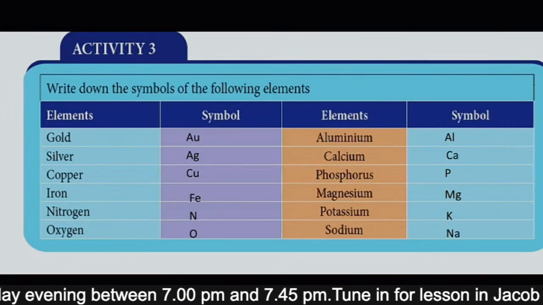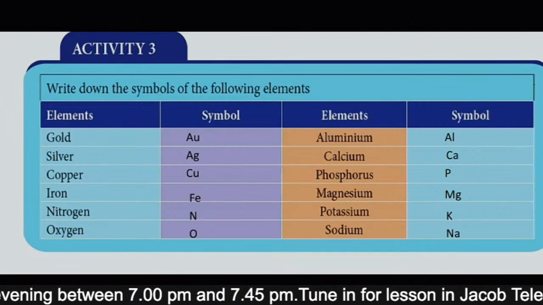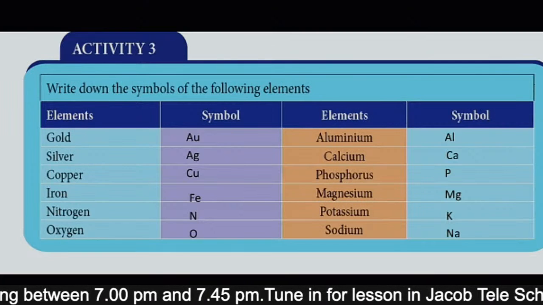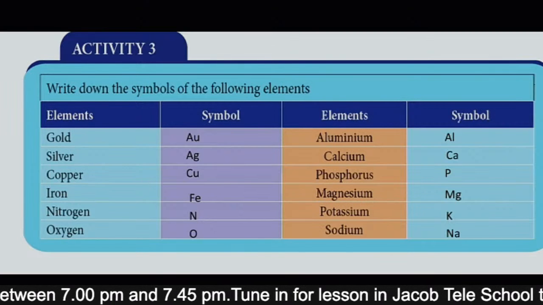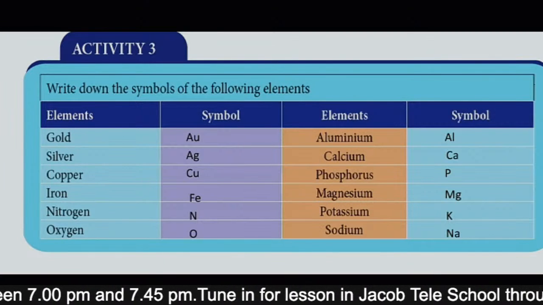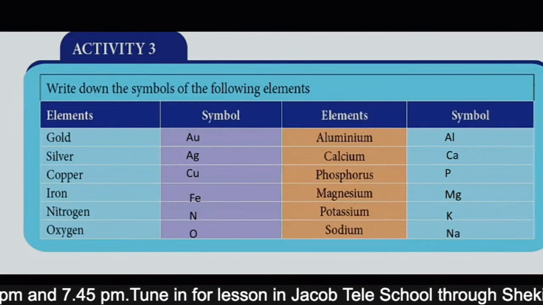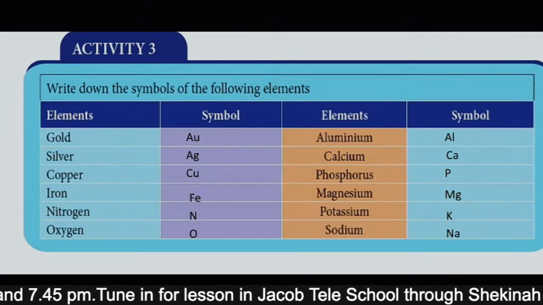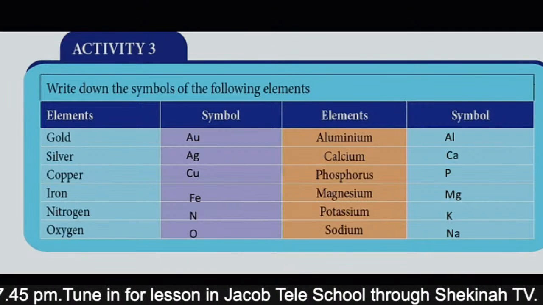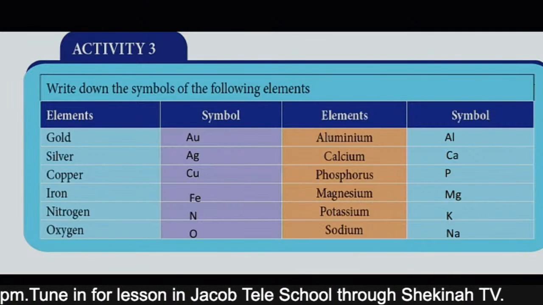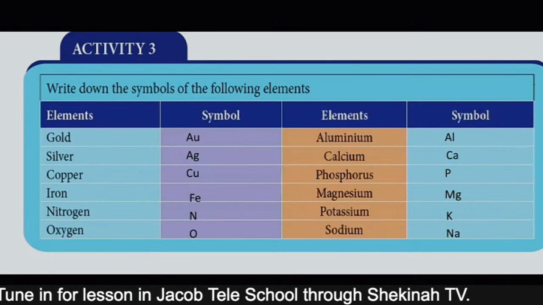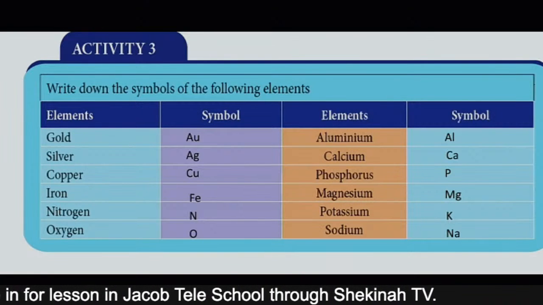Next one is calcium. It is denoted as capital C and a. Next one is phosphorus, capital letter P. Magnesium is denoted as capital letter M and small letter g. And potassium, we know very well. What is the Latin name of potassium? That is kalium. Am I right? So it is denoted as capital letter K.